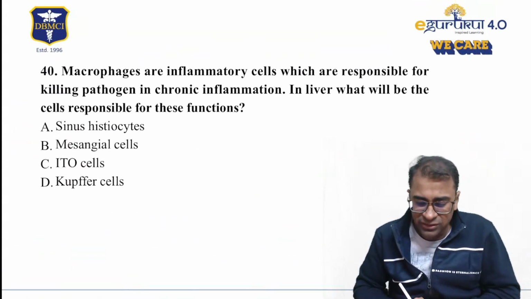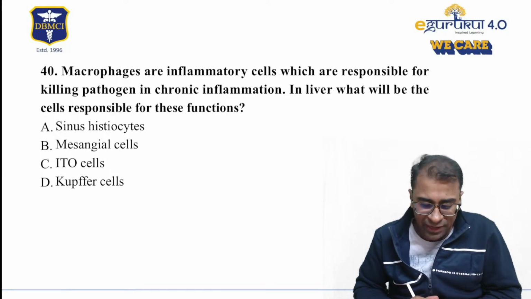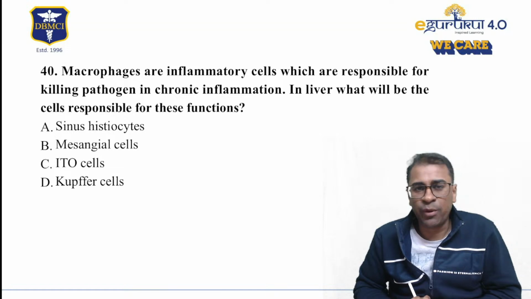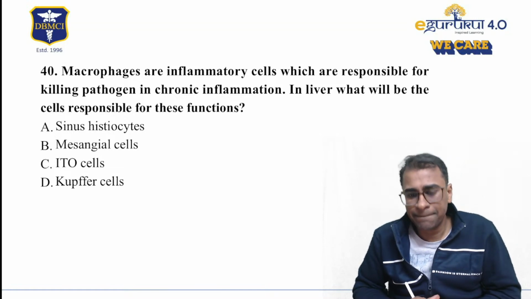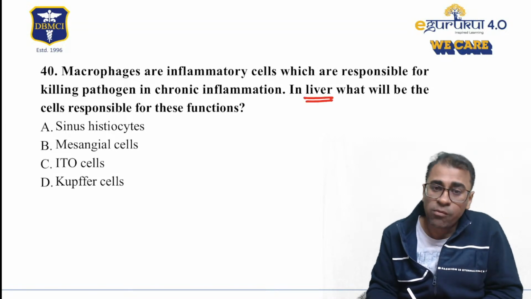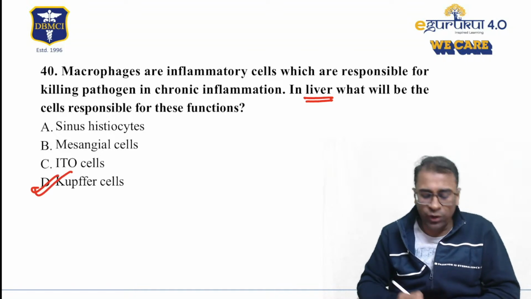Macrophages are cells responsible for killing pathogens in chronic inflammation. In the liver, which cell is responsible for these functions? It is Kupffer cells. Very good. Kupffer cells. What do Ito cells do?